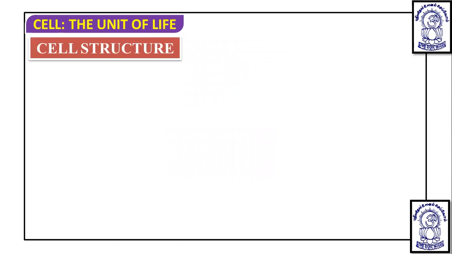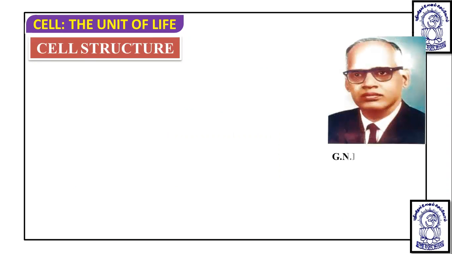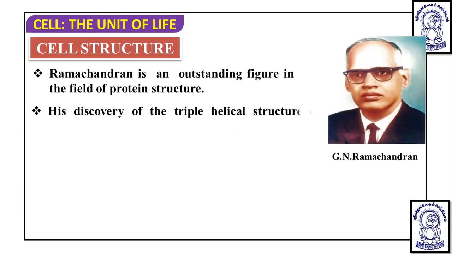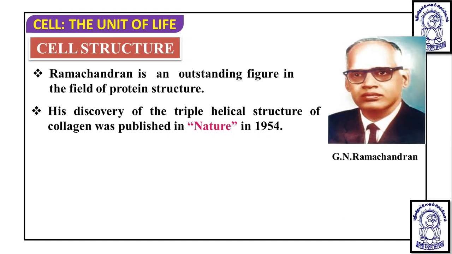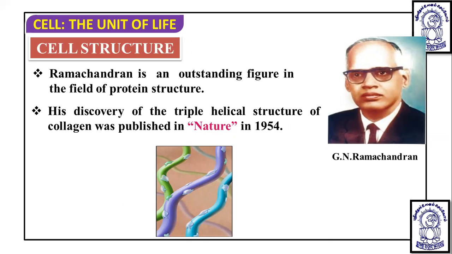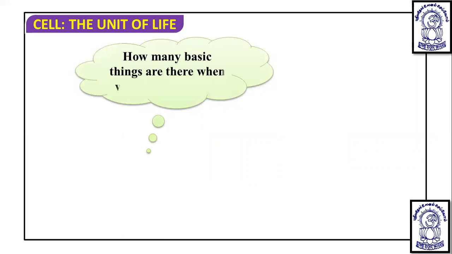Now, if we talk about cell structure, the first study was initially done by Ramachandran, an outstanding figure in the field of protein structure. He did very good research in protein structure. His discovery of the triple helical structure of collagen was published in Nature in 1954. This triple helical structure of collagen protein given by Ramachandran led to the start of some discoveries related to the cell.